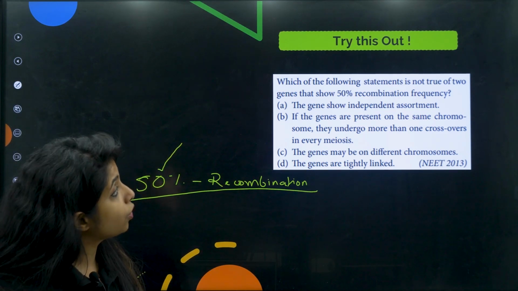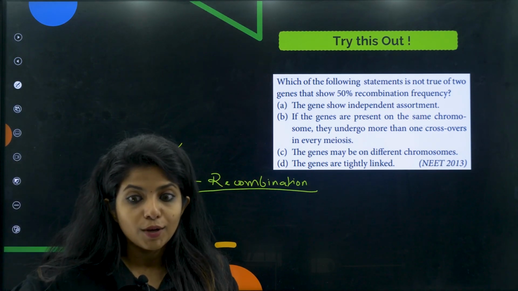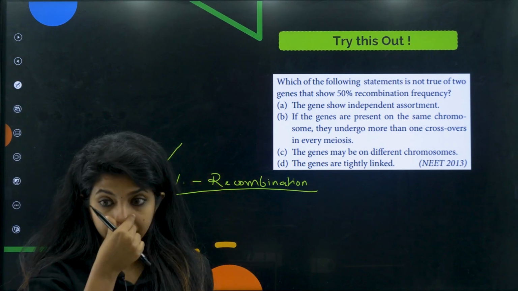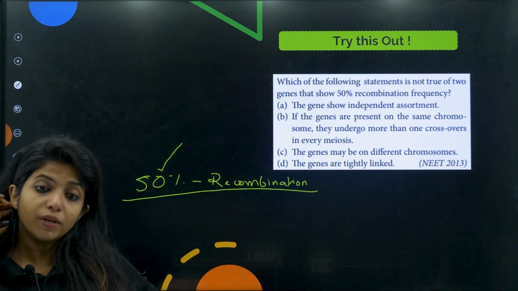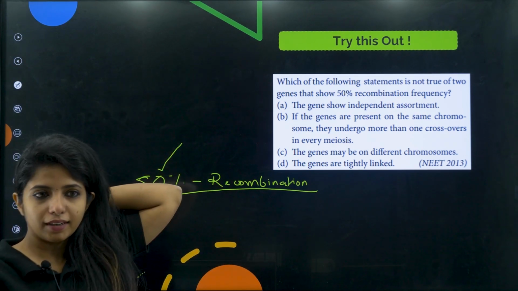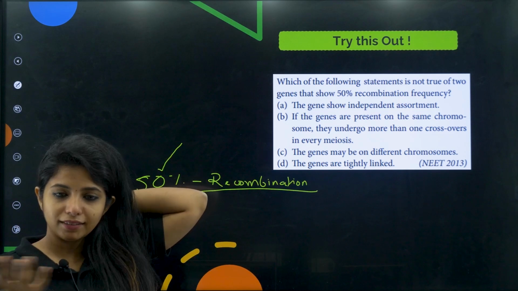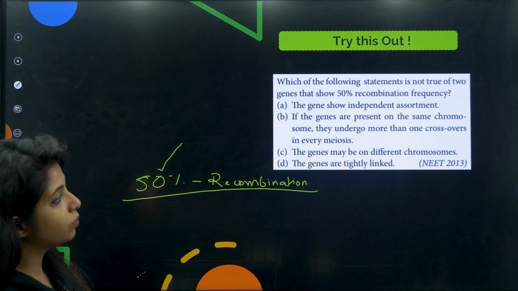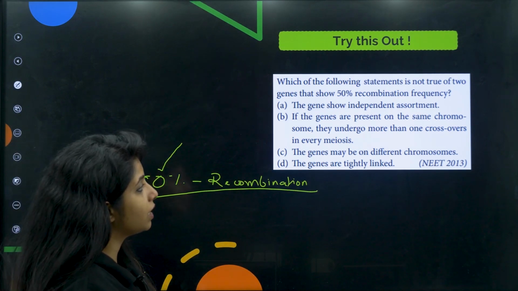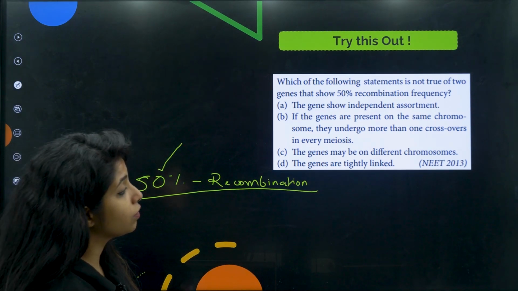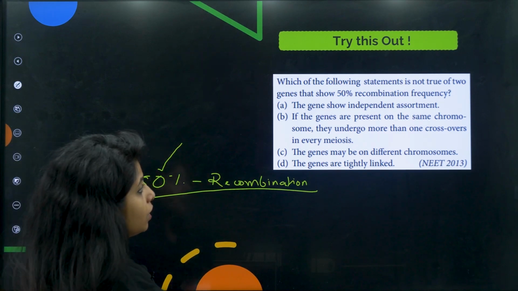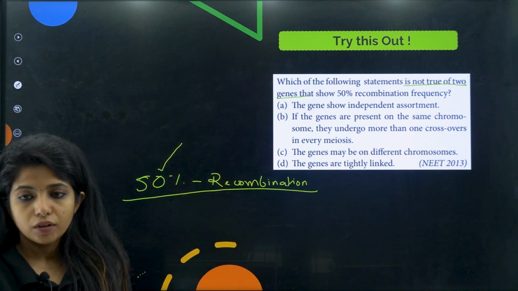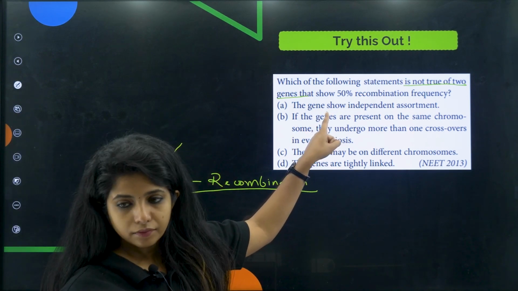Now which of the following statements is not true of 2 genes that show 50% recombination? So it's the highest one. These genes show independent assortment. If they were showing independent assortment, then there is no point of recombination, right? They are independently assorting, there will be 2 characters. If the genes are present on the same chromosome, they undergo more than one crossover in every meiosis. The genes may be on different chromosomes. The genes are tightly linked. They are asking you what is not true of the genes that show 50%. So this is true.